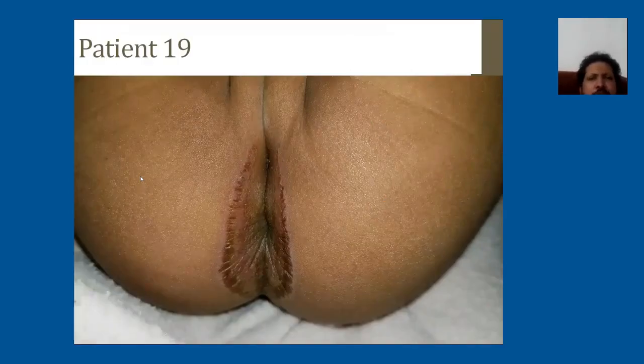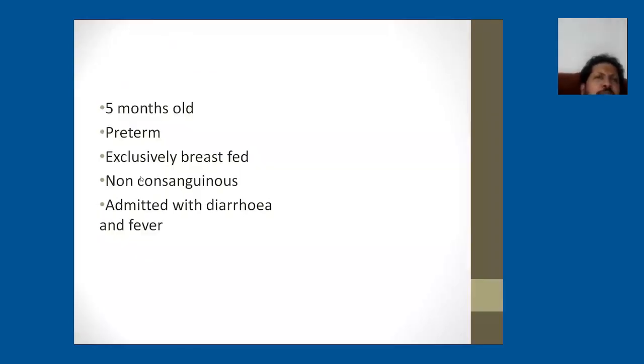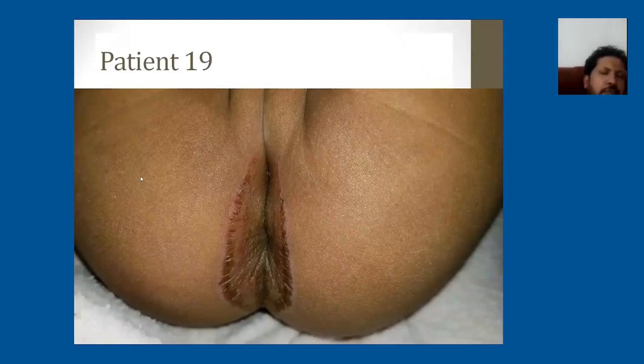And the last patient has this rash, which is also fairly straightforward. A 5-month-old preterm baby, exclusively breastfed, non-consanguineous, coming with diarrhea and fever. What do you think about this? Acrodermatitis enteropathica. Yeah, so by looking at this, what I can say is this patient is having a subacute zinc deficiency.